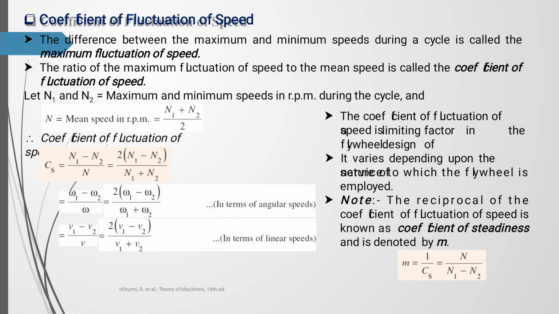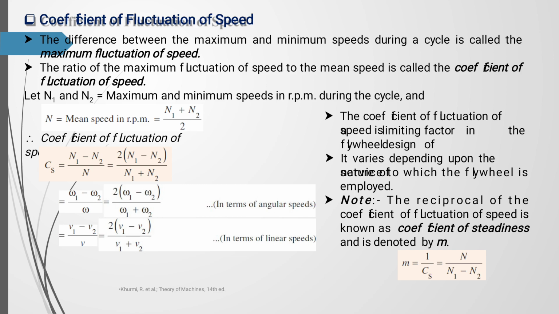Now, the coefficient of fluctuation of speed. So what is the coefficient of fluctuation of speed? Earlier we saw the maximum fluctuation of speed. The difference between the maximum and minimum speeds during a cycle is called the maximum fluctuation of speed. The ratio of the maximum fluctuation of speed to the mean speed is called the coefficient of fluctuation of speed. The formula is clearly explained.